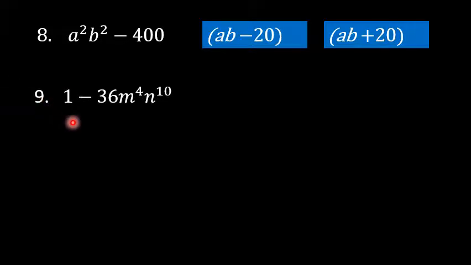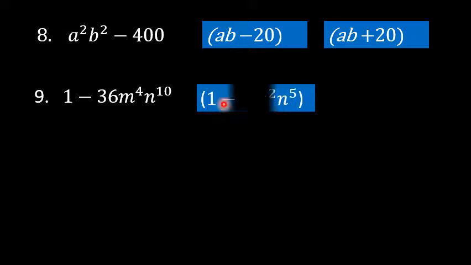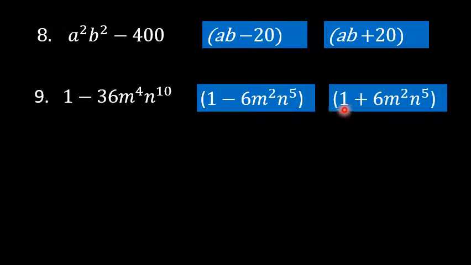Number 9. 1 minus 36 m raised to 4 n raised to 10. So this one is 1 times 1. And 36 is 6 times 6. M is raised to 2. N raised to 5. So let's see. Quantity 1 minus 6 m raised to 2, n raised to 5. And quantity 1 plus 6 m raised to 2, n raised to 5. That's very easy.